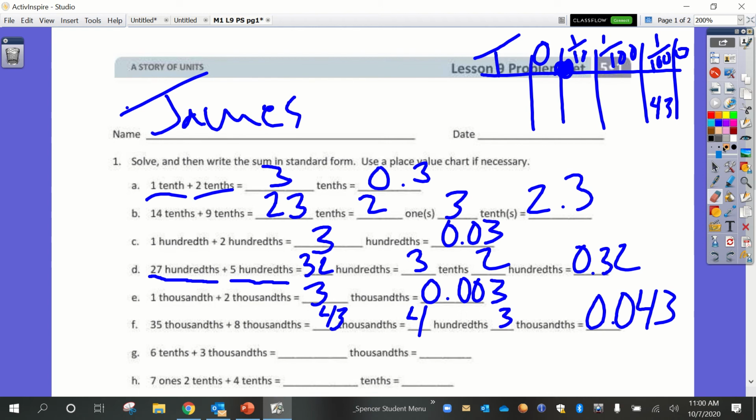Okay, oops, I should have erased. Oh, that's a fat eraser. Come on, Briggs. There we go. Should have erased that before we got started. All right, let me scroll down a little bit.